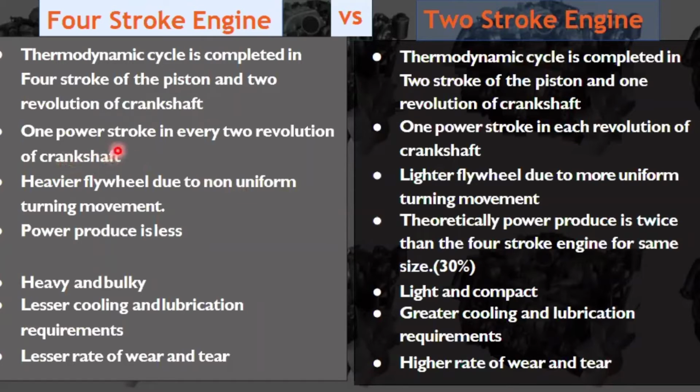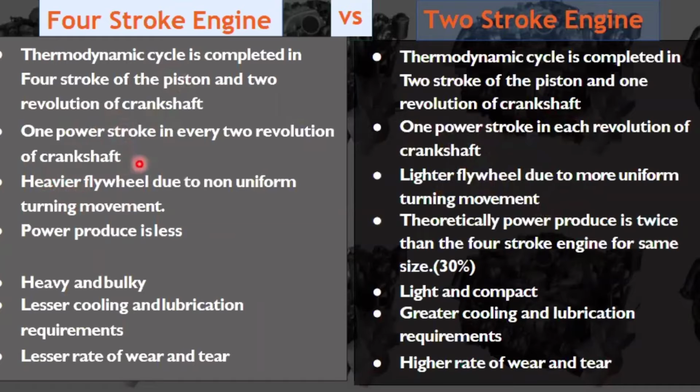In a four-stroke engine there is one power stroke in every 2 revolutions of the crankshaft. Since there are 4 strokes, we have 2 revolutions of the crankshaft to get 1 power stroke. But in two-stroke engines, we need only 1 revolution of the crankshaft. That is the advantage of the two-stroke engine. Here we have 1 power stroke per 2 revolutions, but there in each revolution we have a power stroke. So that's why we get more power in the two-stroke engine.